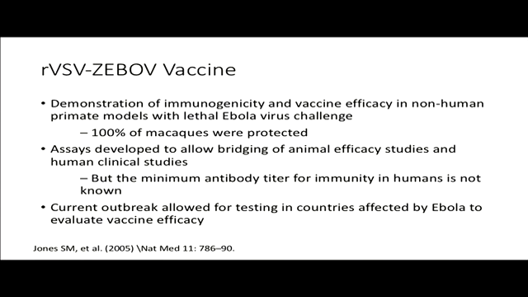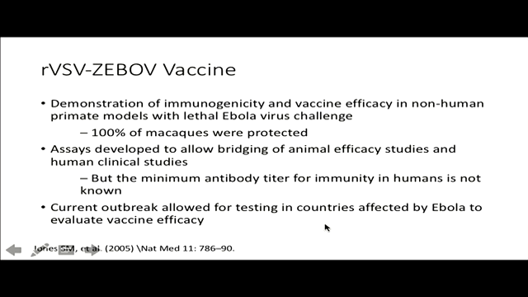And so there's a whole lot of assay development to come up with what we thought was the best immune correlate, which is effectively virus neutralization of the Ebola virus and driven by anti-glycoprotein antibodies elicited by the vaccine. We don't really understand still yet what the minimum antibody titer is for immunity in humans, but we'll talk about the clinical work in a moment.